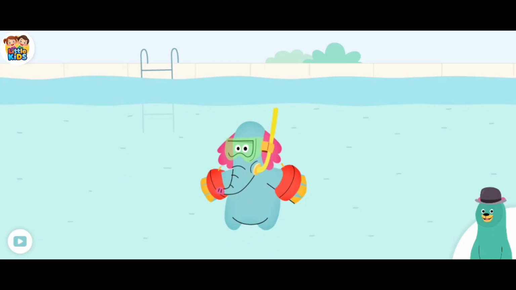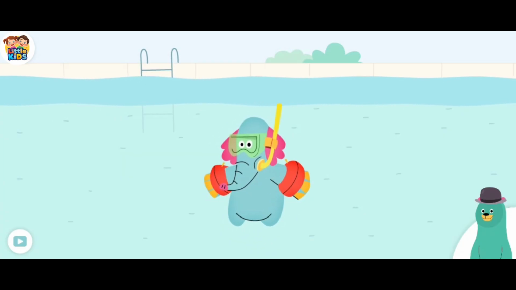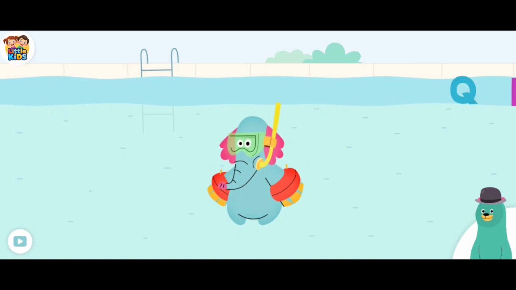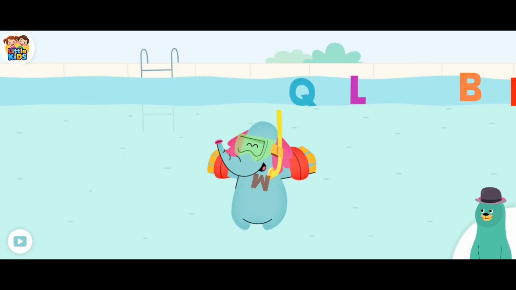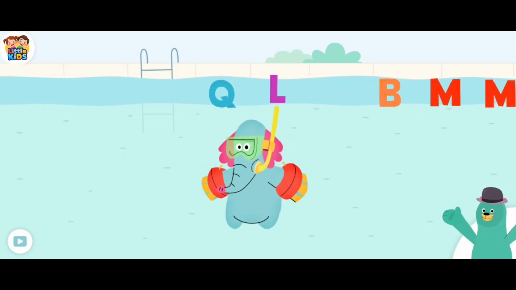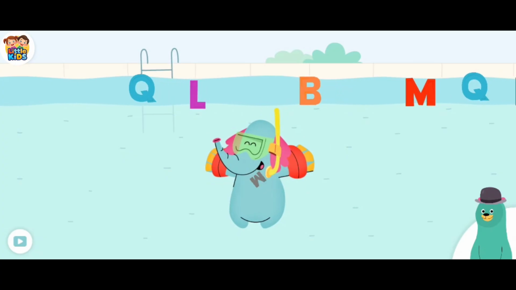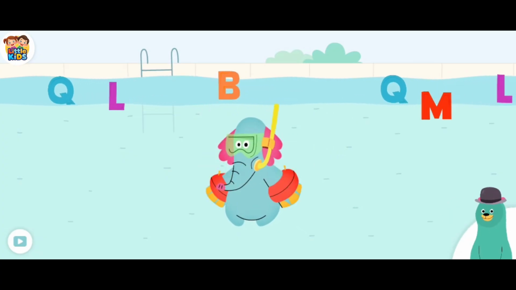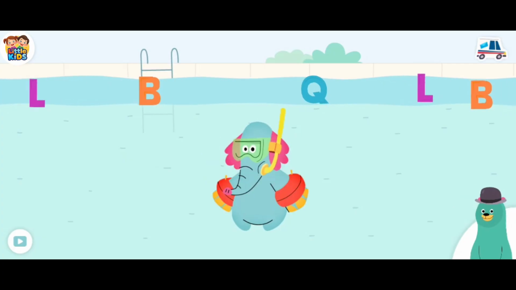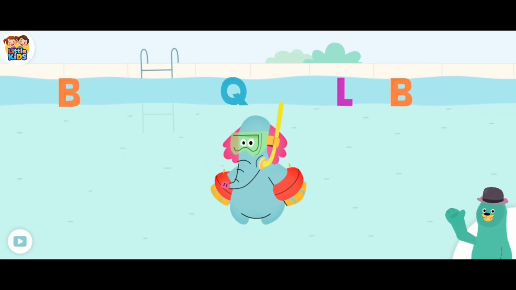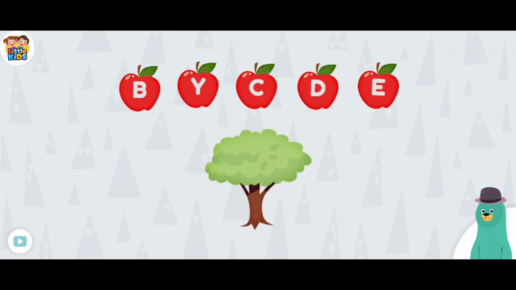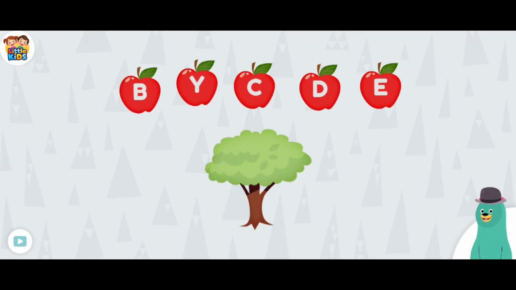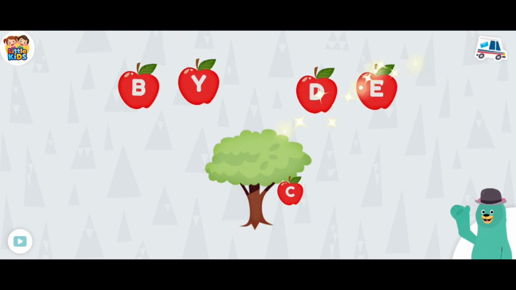Give the letter M to Olo. Awesome! You gave the letter M to Olo. Put the apple with the letter C on the tree. Great job!